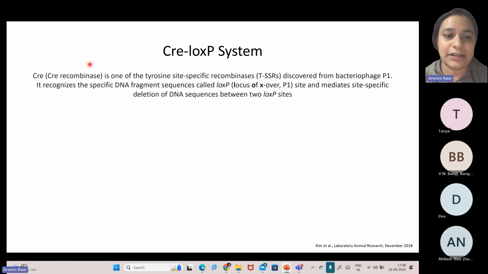Cre is short for Cre recombinase, one of the tyrosine site-specific recombinases, or TSSRs, which was first discovered from bacteriophage P1. It recognizes specific DNA sequences called loxP, which are the sites recognized by this recombinase enzyme known as Cre. loxP is short for locus of X-over P1 site. When Cre recognizes these sites, it mediates site-specific deletion of DNA sequences between two loxP sites.